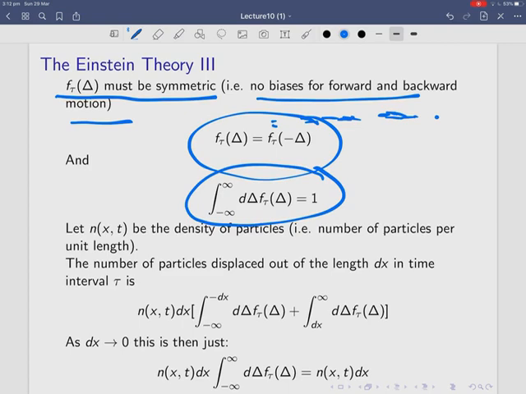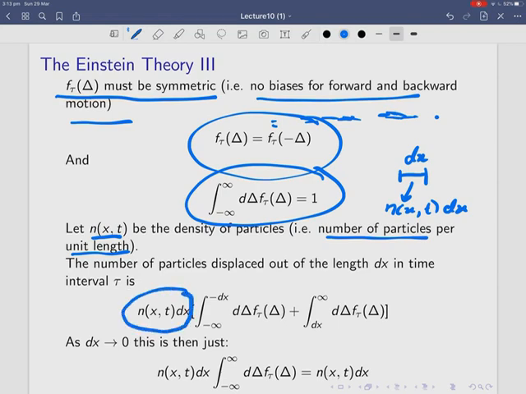Now, let n(x,t) be the density of particles. So we've got the density of particles, the number of particles per unit length in one dimension. That's the density at position x at time t. So the number of particles displaced out of the length dx in time tau is roughly this. Each time tau, you've got some particles in this tiny length dx, and the number of particles in there is just n(x,t) dx at some particular time.